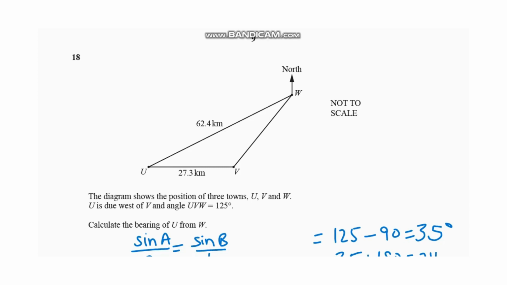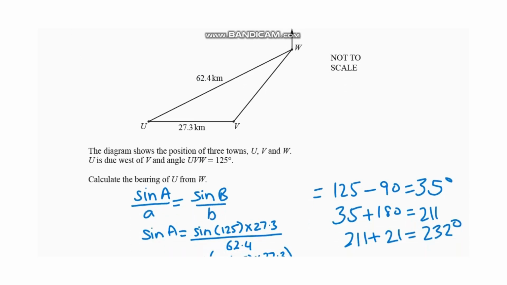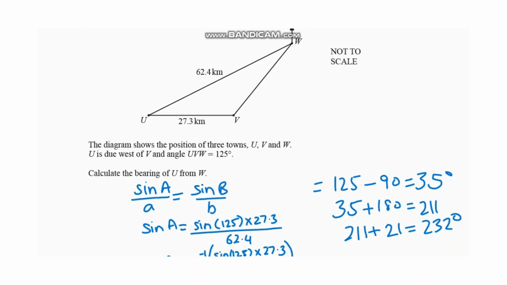So once we have this angle, we have already 125 degrees of UVW, and we will subtract 90 degrees, which is 125 minus 90, that is 35. Then we will add 35 into 180, which will be 215 plus 21, which we have calculated over here, UWV. So this will be 232.